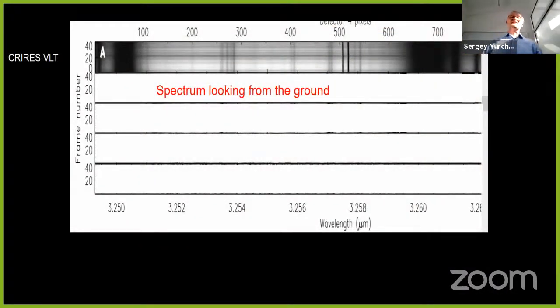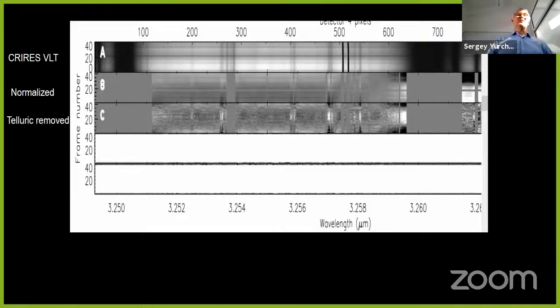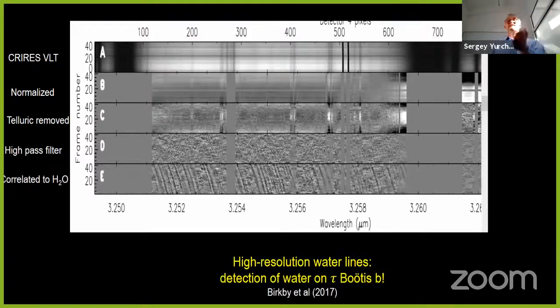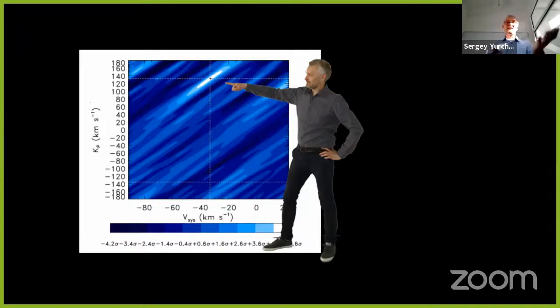So you take the VLT data, which would look like that from the ground, and you normalize it, and you remove telluric lines, and you do another pass of the telluric line removal, and you see kind of white or gray noise. But then you correlate it to water, and you start seeing the very nice features of water at specific wavelengths, because you know where the water lines are. And then you get a very nice correlation signal, in this case close to 38 kilometers per second, exactly where it should be. That's your detection of water.